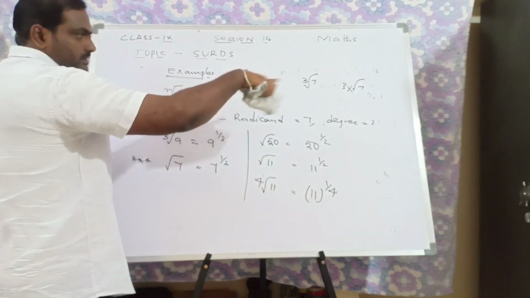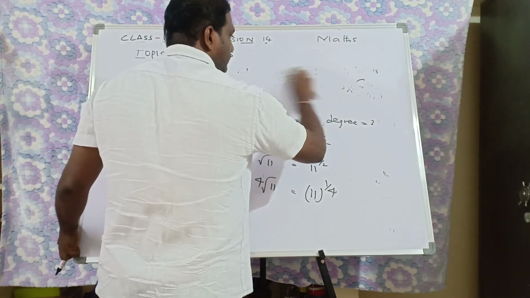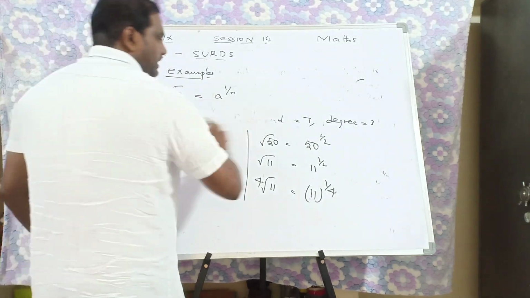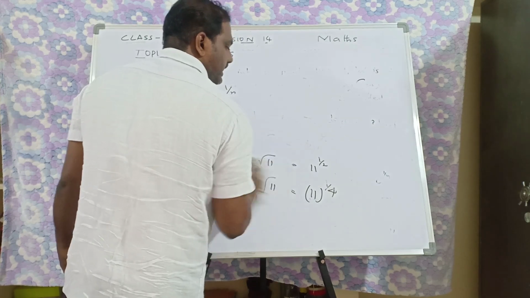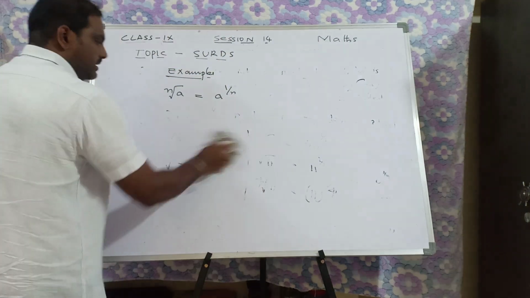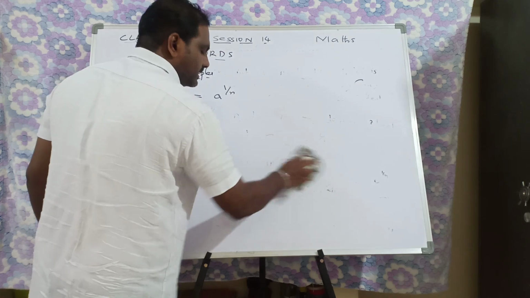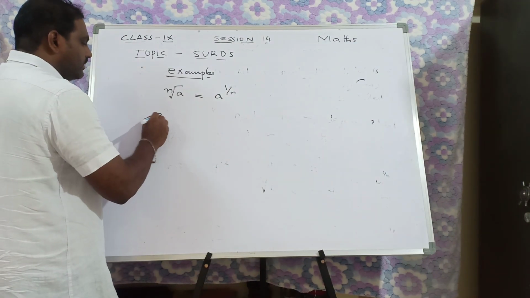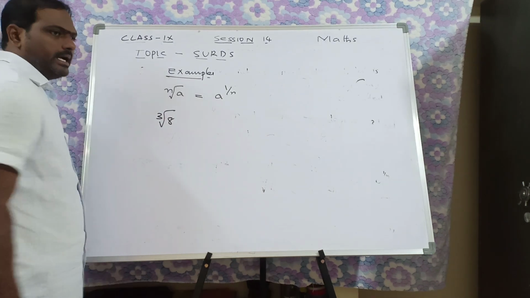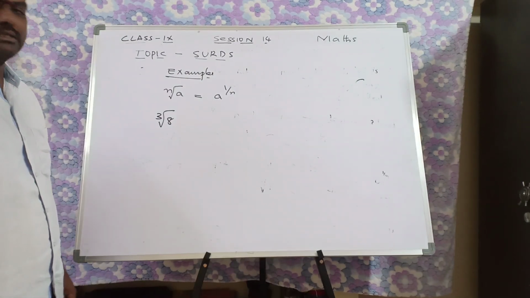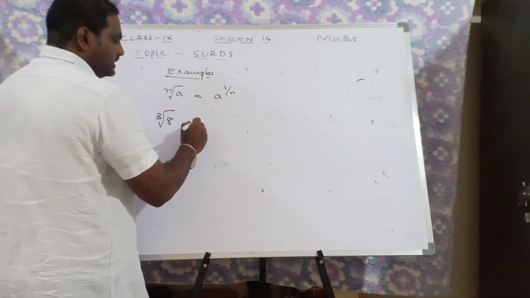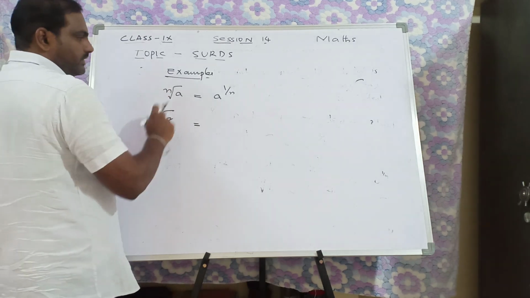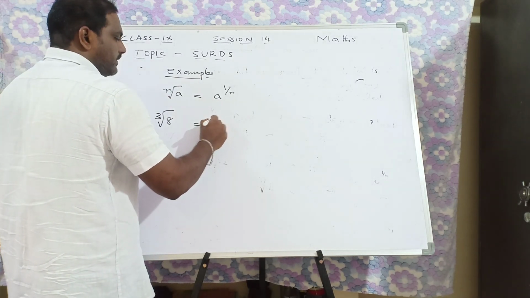Now I will tell the condition. Previously we thought, sir, what is the nth root of a? What is the second condition? A must be a positive rational number and it should not be the nth root of any other number. Right? So we will try to understand that with examples. Let us see. Is the cube root of 8 a radical or not? Is it a surd or not? Let us check. In general, the nth root of a can be written as a power 1 by n. So it can be written as 8 power 1 by 3.